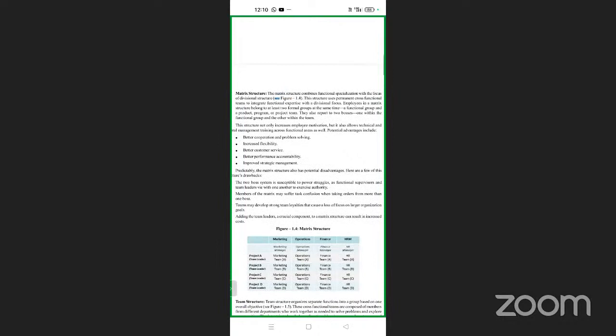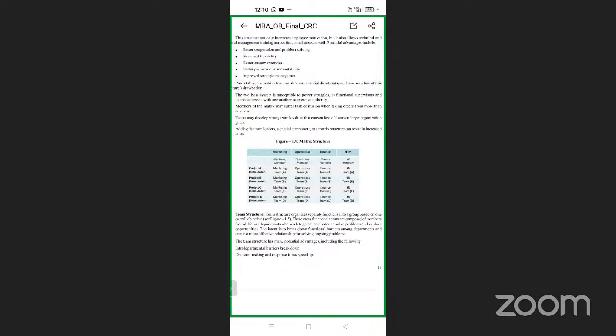Putting this structure increases the employee's motivation, also technical and general management training across functional areas as well. Okay, so this focuses on better cooperation and problem solving. It increases flexibility to work, better customer service, better performance and accountability, because here in the divisional structure, you know which activity is under what group, and so the accountability will become better here. The performance based upon the accountability will result good.